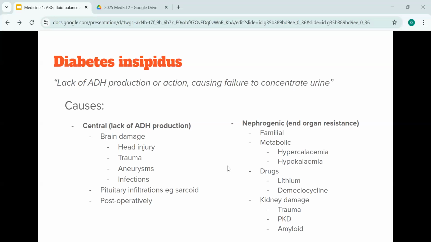So the central causes is where you're just not producing the ADH, and that can be due to brain damage, and that can even occur post-operatively if there's damage to the pituitary during the surgery, or due to pituitary infiltration, so sarcoidosis is an example. Or you can have end organ resistance, so that can be familial, so family history is really important, metabolic, drug-induced, or just due to end organ kidney damage, so polycystic kidney disease, amyloid deposits, or kidney trauma.